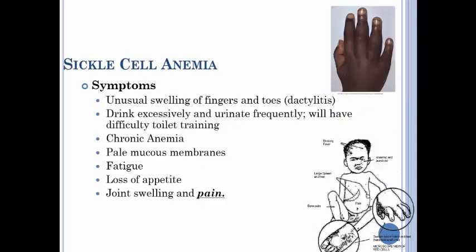One of the first symptoms is dactylitis, which is unusual swelling of the fingers and toes. You can see in the picture. They can drink excessively and urinate frequently. You can have difficulty toilet training these patients. They have chronic anemia, pale mucous membranes, fatigue, loss of appetite, joint swelling, and significant pain.